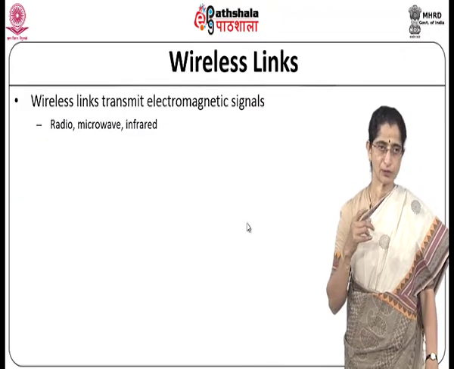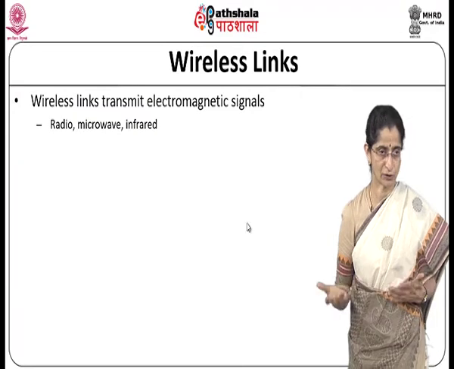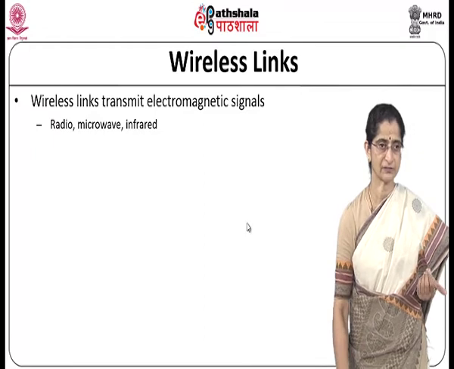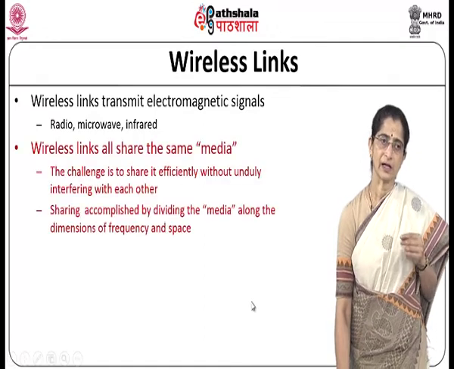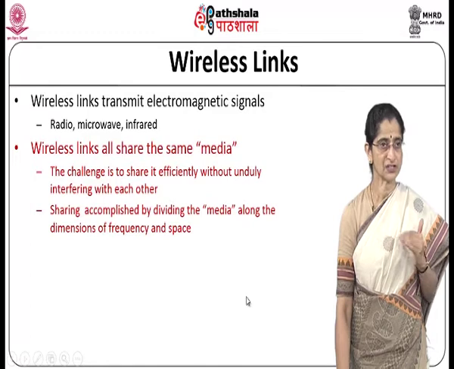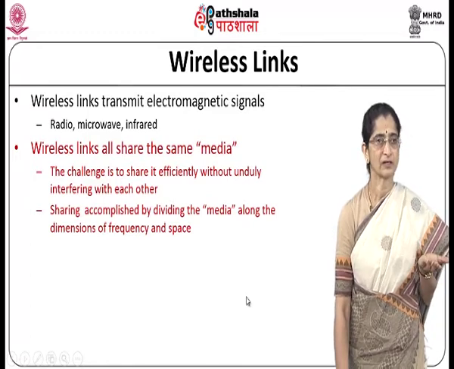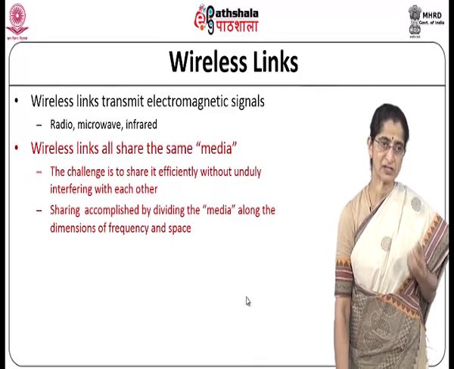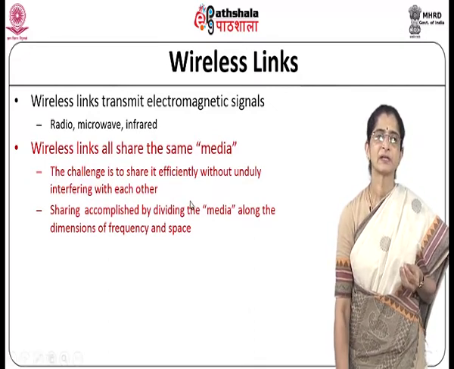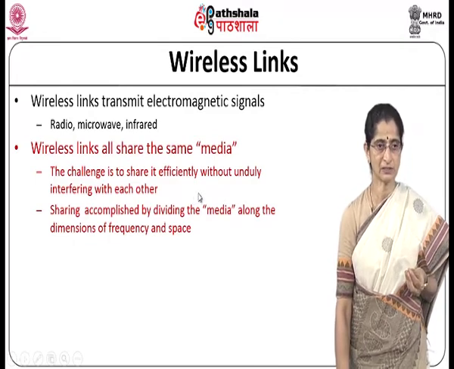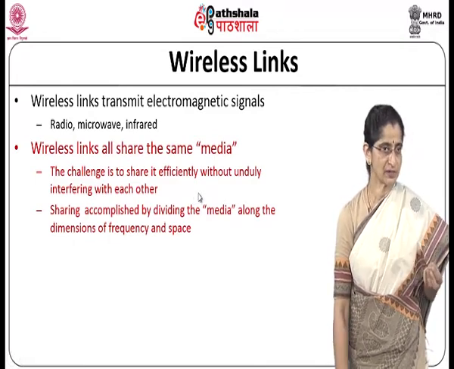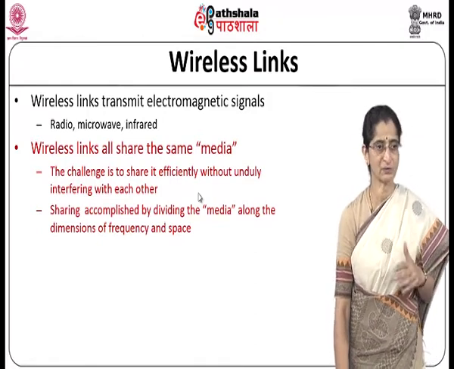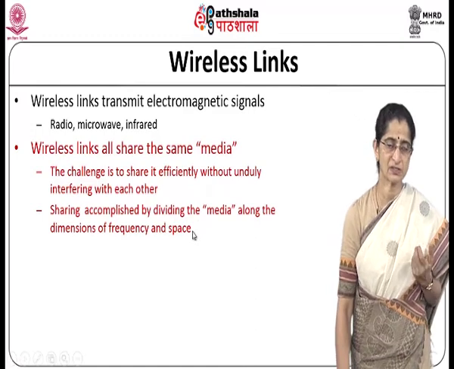Okay. So, when we talk of wireless links, we know that wireless links transmit electromagnetic signals. It could be radio frequency signals or microwave signals or infrared signals. These are different possibilities that we have. And wireless links typically share the same media. It is a broadcast media, so everybody has to share that same media. The major challenge when we talk of wireless networks is how efficiently we are able to share this media without undue interference between one another, so that the different devices which are transmitting do not interfere with one another. We need to figure out mechanisms by which that interference can be minimized.